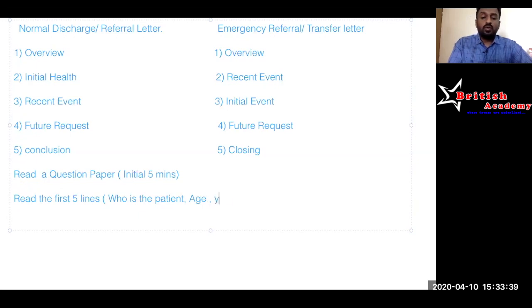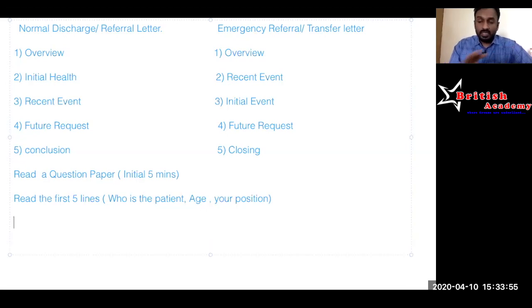You may also get to know your position, because normally the first opening statement of the letter would be: you're a charge nurse working in so-and-so hospital. Mr. Benjamin Smith is a patient of your ward, your department. This way, from the opening, you'll also get to know what your position is.